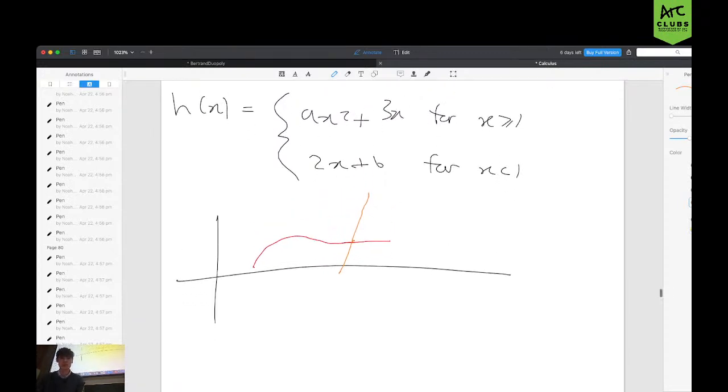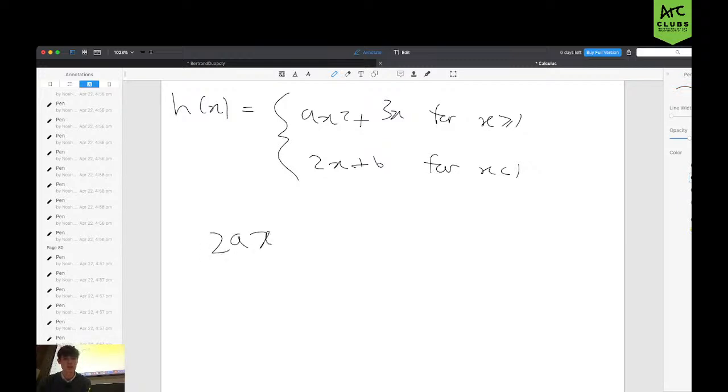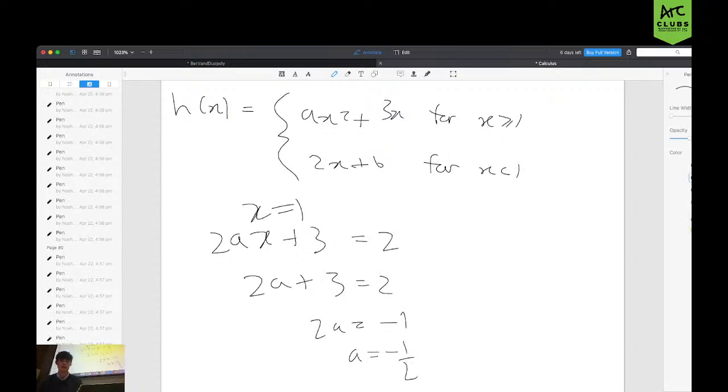So because the function is differentiable at the point x equals 1, we need it to be true that the derivatives of these two branches of the function are equal, right? So the derivative of this top function, using the power rule, is 2ax plus 3. And the bottom derivative is equal to 2. So we need this to be true at the point x equals 1, so we can just sub that in. So we know that 2a plus 3 equals 2, and therefore 2a equals -1. So then a is equal to -1/2. And we used the fact that the function is differentiable to help us find that.